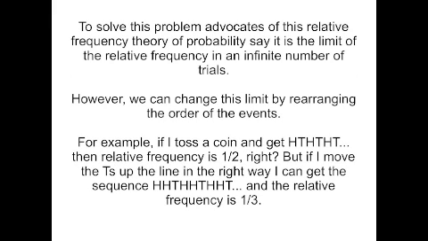To solve this problem, advocates of the relative frequency theory of probability say probability is the limit of the relative frequency in an infinite number of trials. However, we can change this limit by rearranging the order of the events. For example, if I toss a coin and get HT, HT, HT, then the relative frequency is 1/2, right? But if I move the T's up the line in the right way, I can get the sequence HHT, HHT, HHT, and so on, and the relative frequency is 1/3. So the limit is not unique.